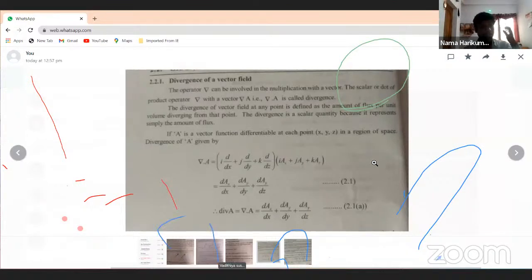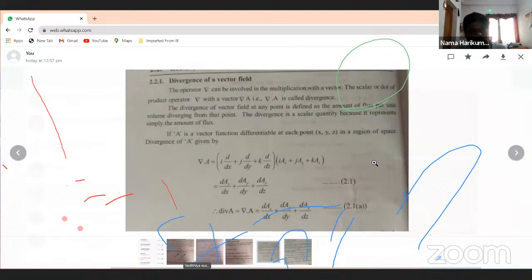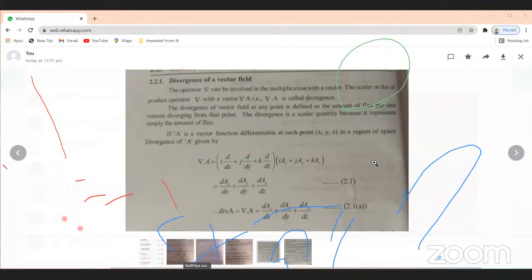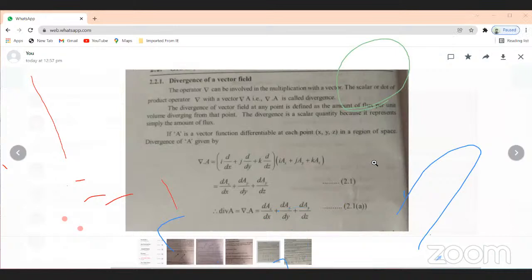Any doubts? Sir, if any two vectors are multiplied, does that imply that those two are in a divergent field? Yes, divergence. Okay, sir, thank you. Very good.